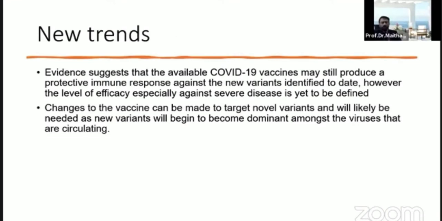New trend, what about the new trends? The evidence suggests that the available COVID-19 vaccines may still produce a protective immune response against the new variants identified to date. However, the level of efficacy, especially against severe disease, is yet to be defined. Changes to the vaccine can be made to target novel variants and will likely be needed as a new variant becomes dominant among the virus that is circulating.